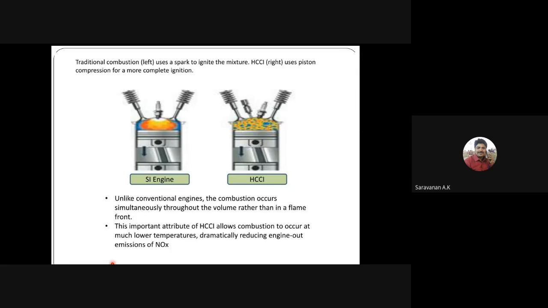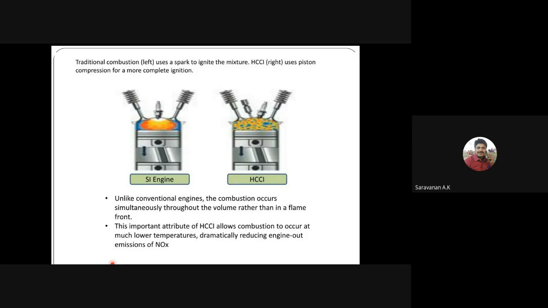Reducing the hydrocarbon and carbon monoxide emissions is much easier than controlling the NOx and other particulate matter from CI engines. So HCCI engine technology is the most promising technology in future to reduce emissions for a clean environment. So this is the introduction about HCCI engines.